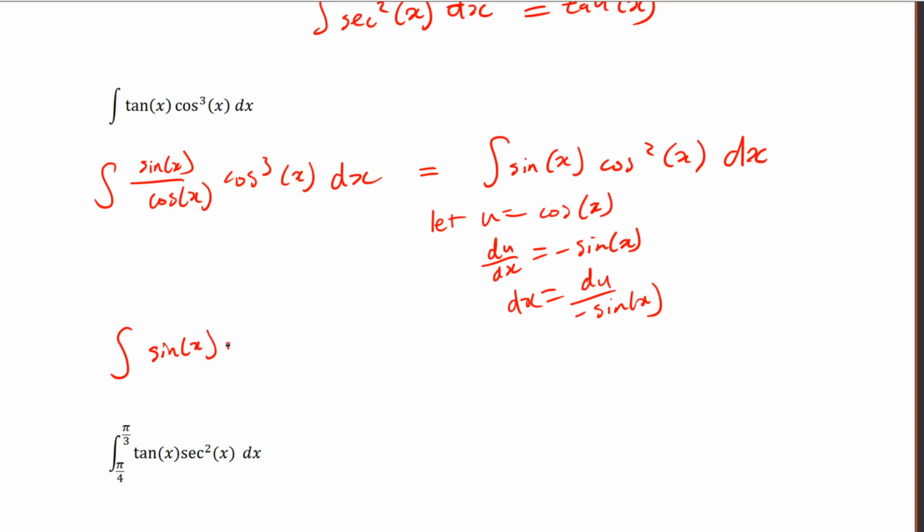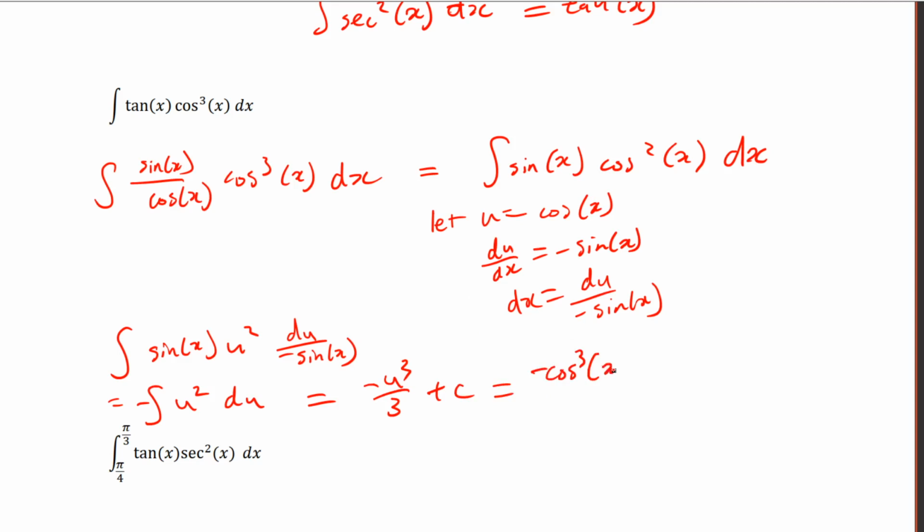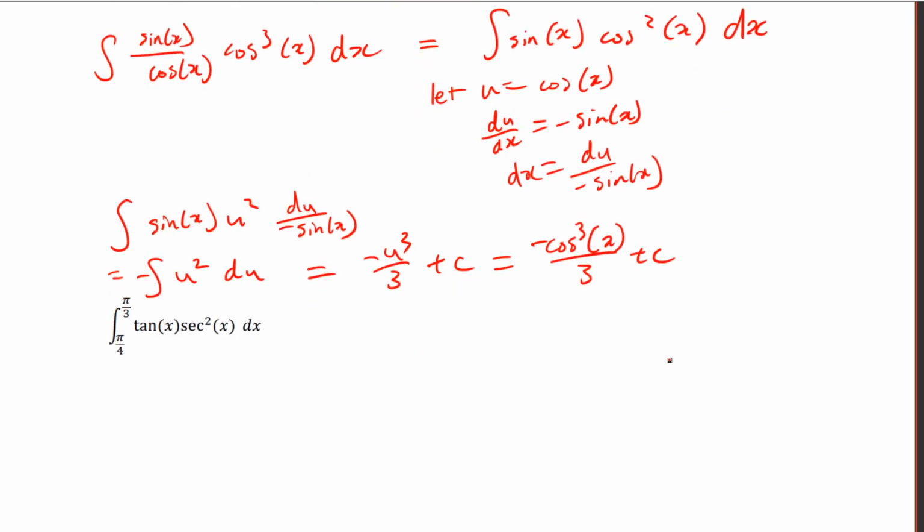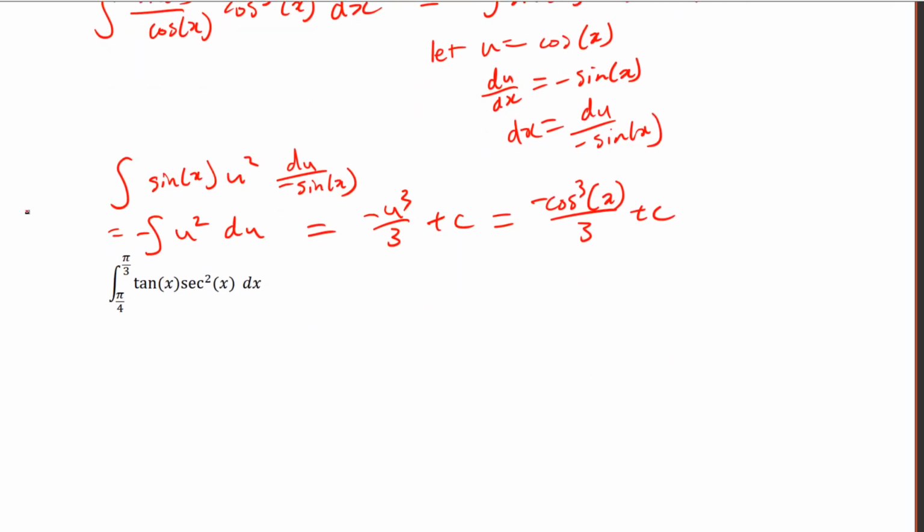sine x u squared times du on minus sine x, and that gives me minus u squared du, and that's going to be the integral of u squared, which is u cubed on 3 plus c, and then u was cos x, so minus cos cubed x on 3 plus c. And that's my answer. And then just as a final example, I have tan x times sec squared x.